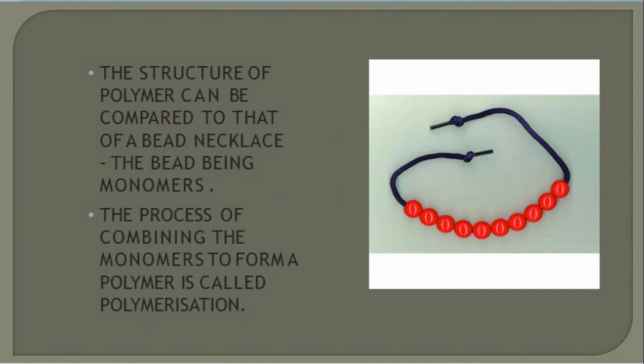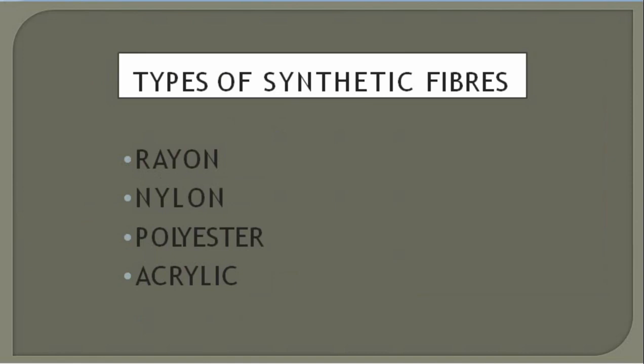Now we are going to talk about types of synthetic fibers. As I told you, in this chapter we are going to basically talk about synthetic fibers, and in the previous class we have already learned about natural fibers. So in this chapter we are going to talk about four main synthetic fibers: rayon, nylon, polyester, and acrylic.